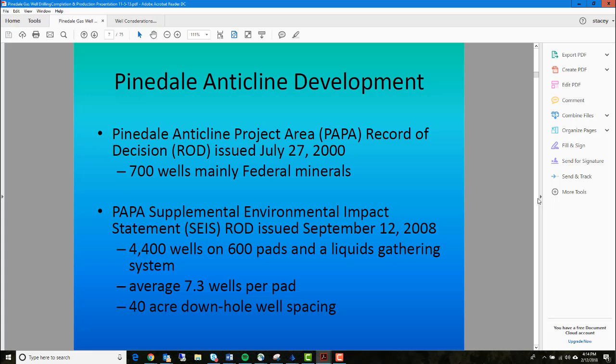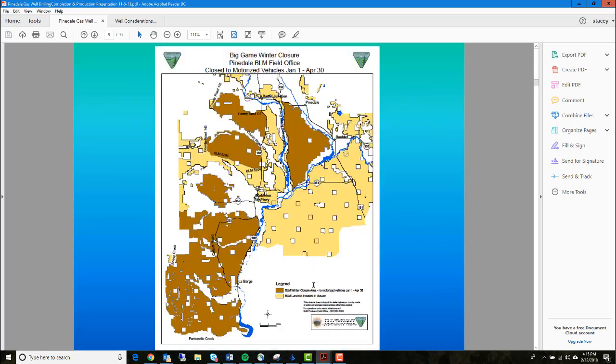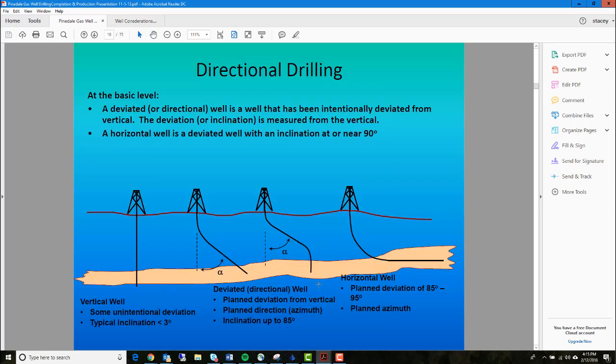In the BLM, following the Gold Book, there are a lot of processes that you have to go through, and I'll talk about the BLM Gold Book in a later section. But out of the 4,400 wells, there are about 600 pads that were designed, with an average of 7.3 wells per pad and 40 acres of downhole well spacing. So you can look at the overlays of the BLM lands to where these wells are at.